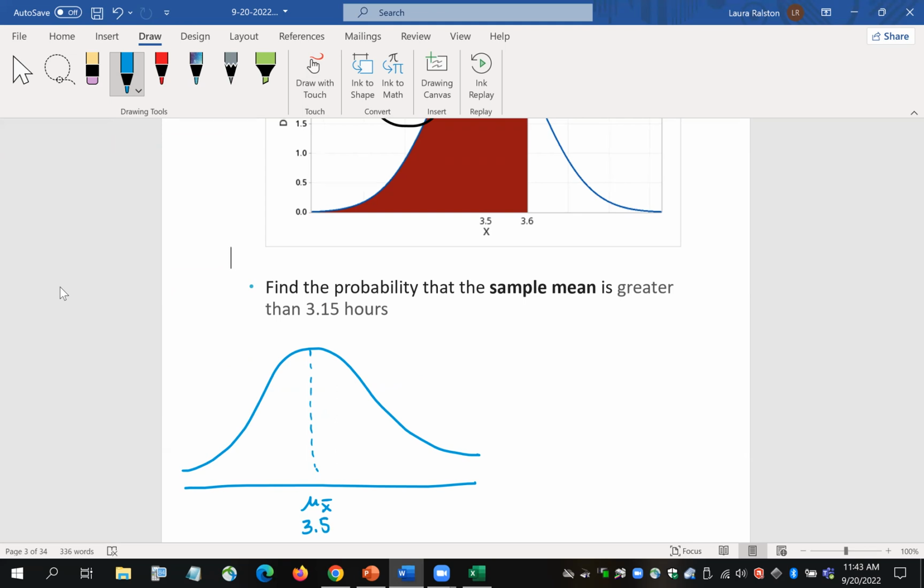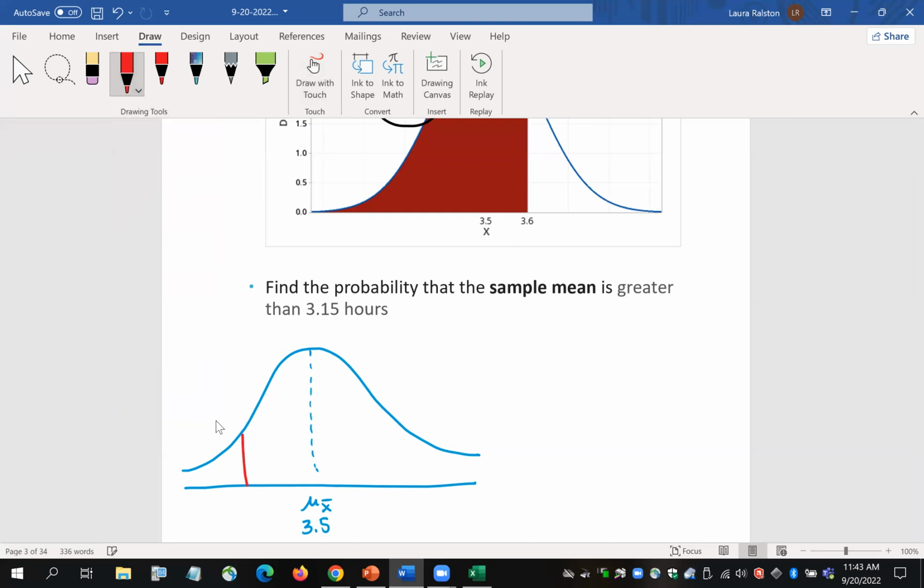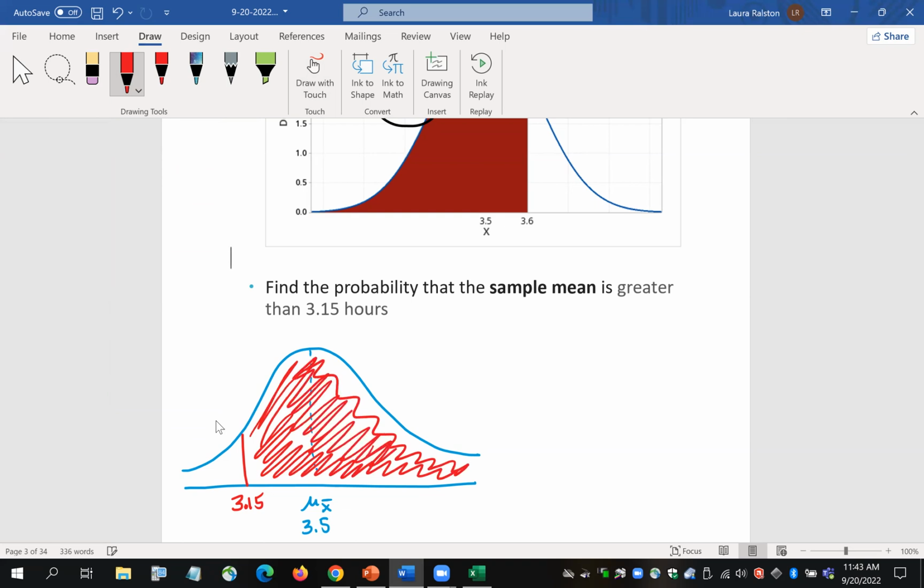This one says find the probability that the sample mean is greater than 3.15. So our point of interest is 3.15, and we want to be greater than that. You're looking for that red shaded region that is to the right. So it's going to be a right tail. I didn't write that on the others, but I can do that for you. This is a right tail.